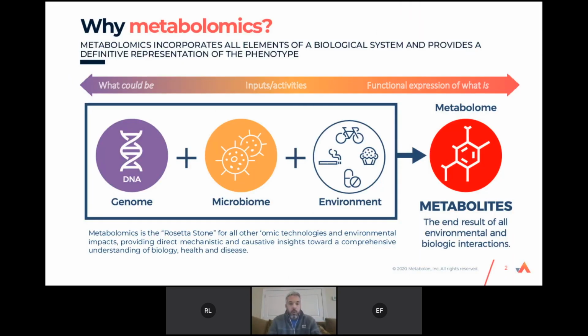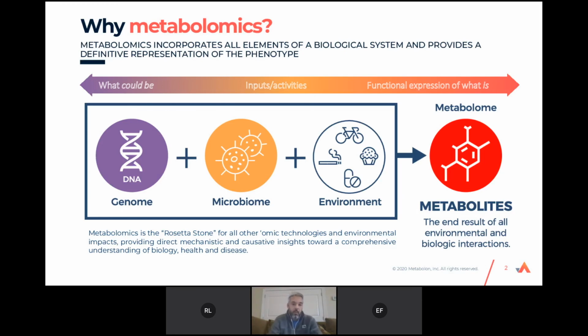So following on with what Elliot touched on already, why metabolomics? Well, metabolomics incorporates all the elements of a biological system. It actually provides that definitive representation of the phenotype. It's the omics that's closest to the phenotype. And with the central dogma of genomics, transcriptomics, and proteomics, metabolomics is able to not only take into account those other central dogma elements, but also things like the microbiome and the environment.